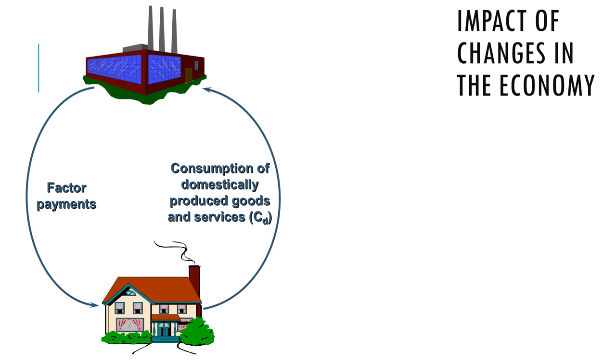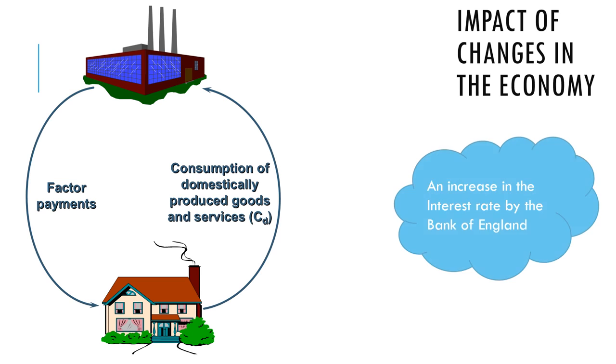So let's have a look at some of the impacts of changes in the economy. This is what we can do with this model. We can say, right, what would be the change in the economy if something happened? So the first scenario, an increase in the interest rate by the Bank of England. I'd like you to maybe pause the video for a second and think about, do you feel this would affect withdrawals or injections? What would be the effect?